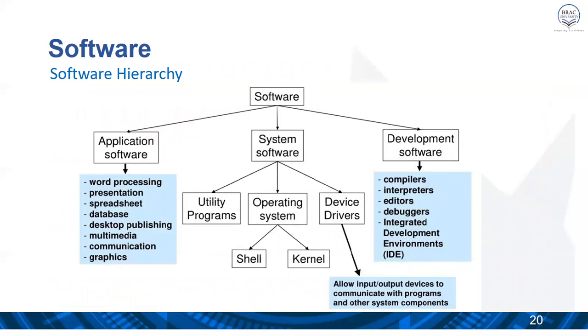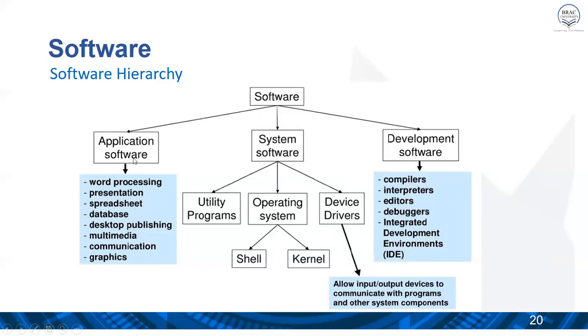Software hierarchy. As you know, the basic two types of software are system software and application software. System software again can be divided into three types. Operating system, of course, is the principal system software for the computer, and device drivers allow input and output devices to communicate with programs and other system components. And utility programs actually enhance and expand the functionalities of the operating system as well as the computer.